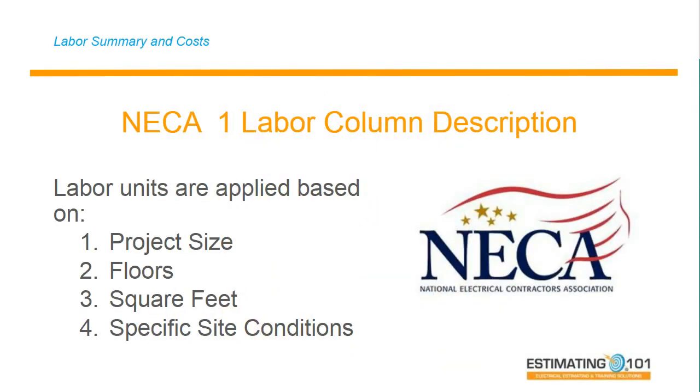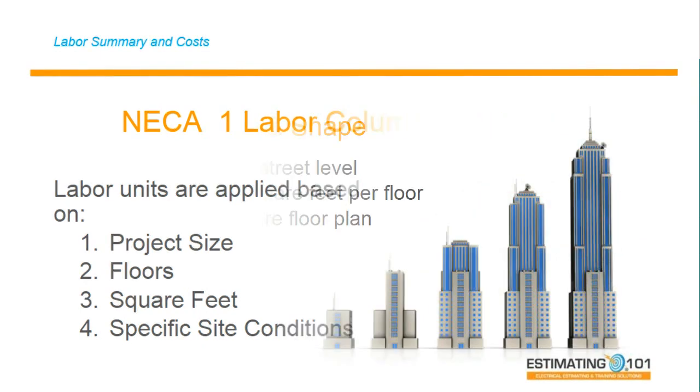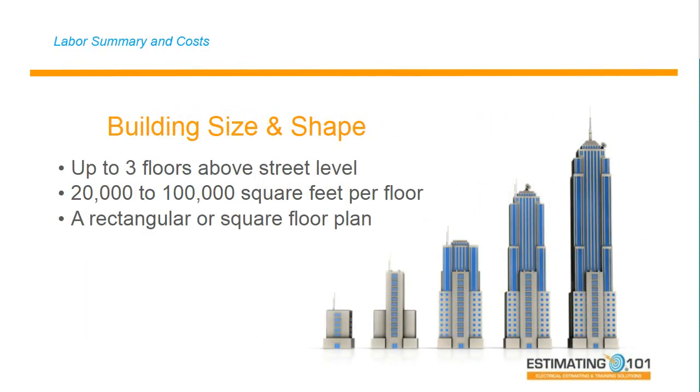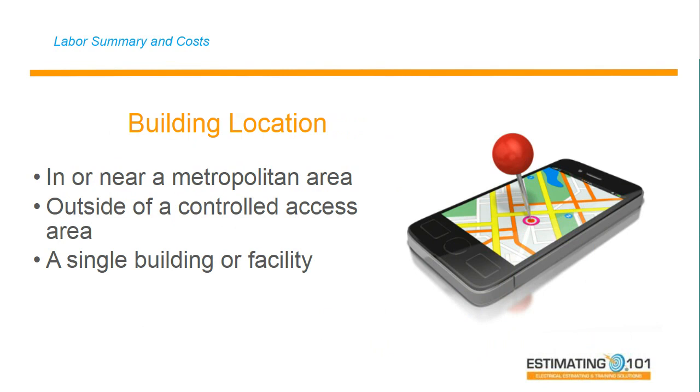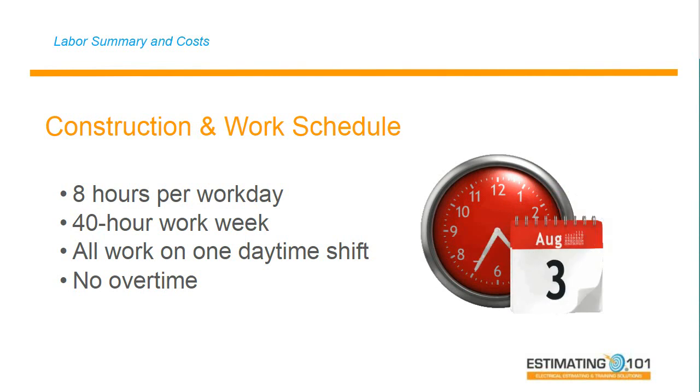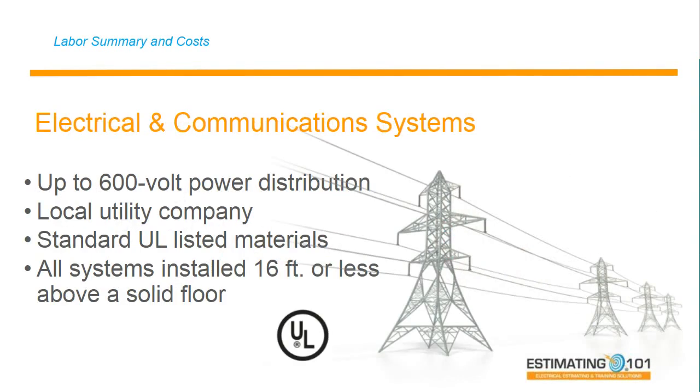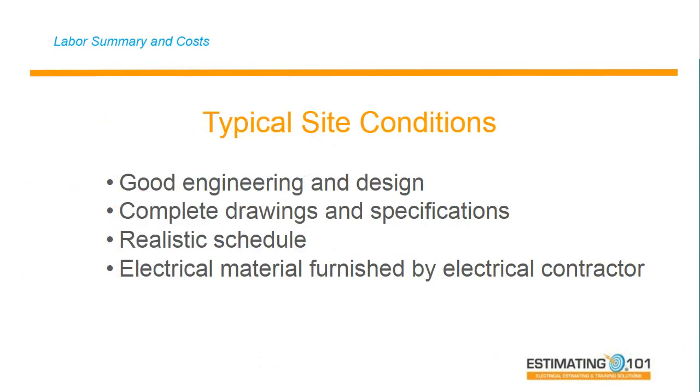So a NECA 1 labor column is based on the project size, the floors, the square foot of the building, and specific conditions. So NECA says a building up to 3 floors, 20,000 to 100,000 square foot per floor. The building is rectangular or square. It's in a local metropolitan area. It's not a prison. It's not in a security building. It's not the TSA. It's not the FBI building where you have to get security clearances. The construction schedule is 8 hours a day, 40 hours a week, no overtime, no shift work. It's 600 volts, local utility, all UL listed materials, everything 16 feet and under. You have good engineering, complete drawings, a realistic schedule. You're furnishing all the material.